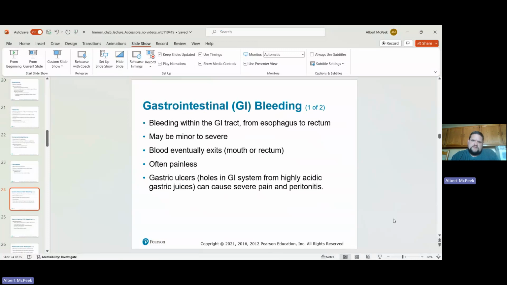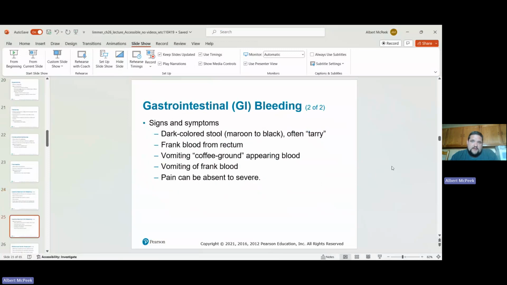GI bleeding within itself is a serious problem. Now, the blood eventually exits from the body. So it either exits the body through the mouth or the rectum. Oftentimes, GI bleeding, which is bleeding into the GI tract, not bleeding out of, but bleeding into the GI tract, is painless. Gastric ulcers can cause severe pain and peritonitis, but the GI bleeding into the GI system itself is usually, like I said, painless.